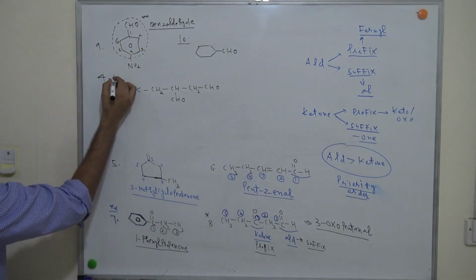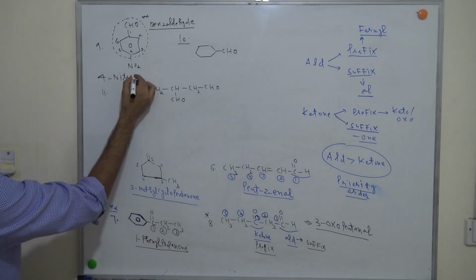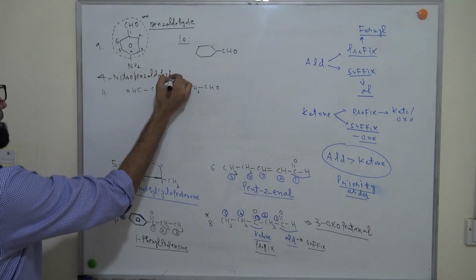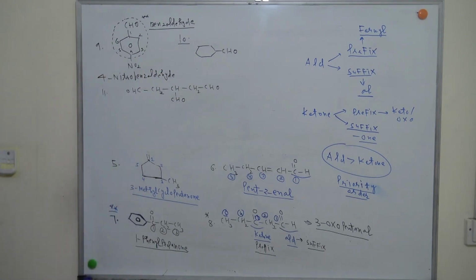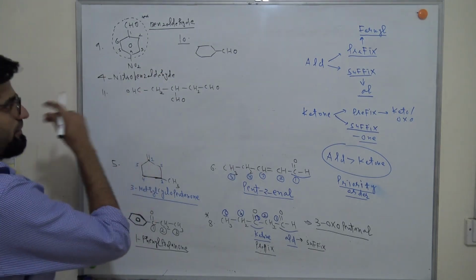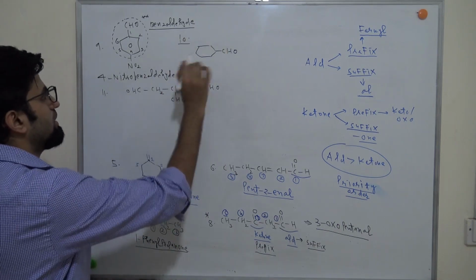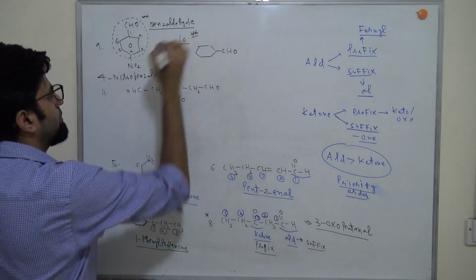So what can be the correct name? The correct name can be 4-nitro benzaldehyde. Understood? So this is the correct name, 4-nitro benzaldehyde. Okay. So this is the correct name for the 9th. Now come to the 10th question. The 10th is a very good question.